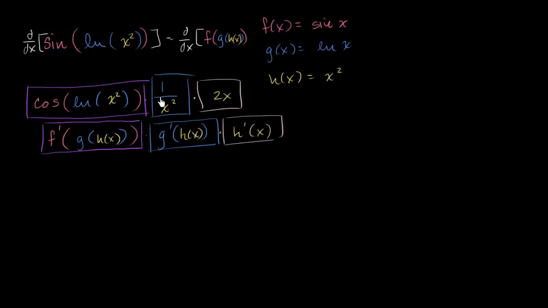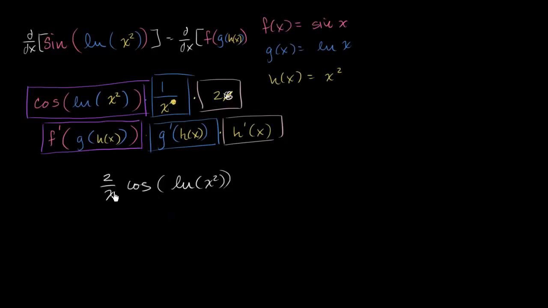But then we're done. All we have to do is simplify this. If we change the order in which we're multiplying, we have 2x over x squared. So I can cancel some out. This 2x over x squared is the same thing as 2 over x. And we're multiplying it times all of this business. So we're left with 2 over x times the cosine of the natural log of x squared.